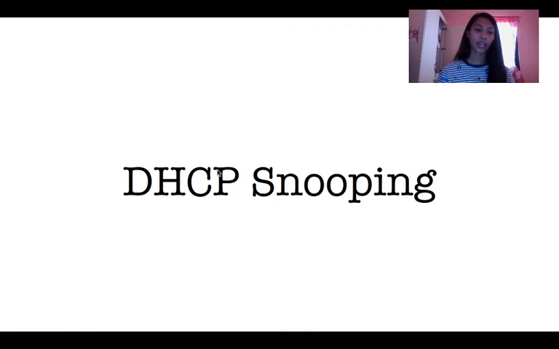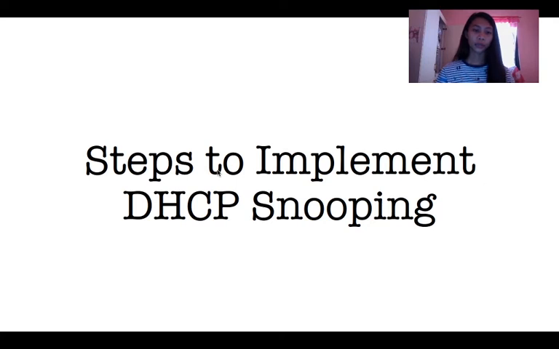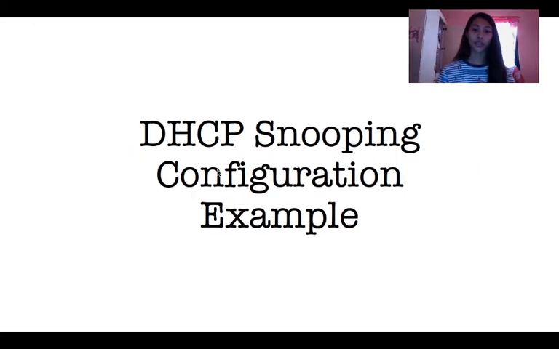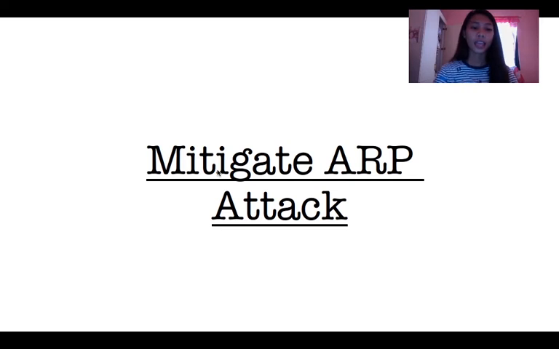Next, our DHCP snooping. And we have our steps to implement DHCP snooping. DHCP snooping configuration example. And then we have our mitigate ARP attacks. We have dynamic ARP inspection.